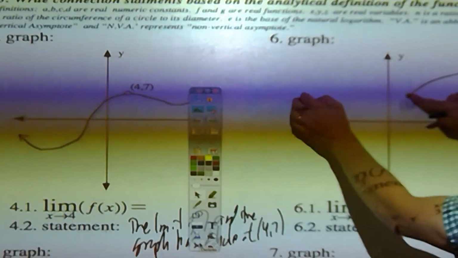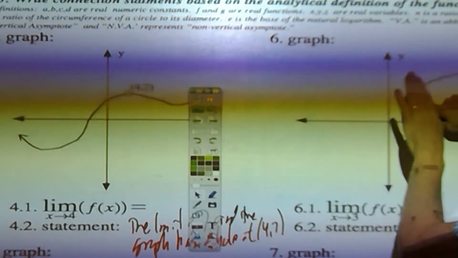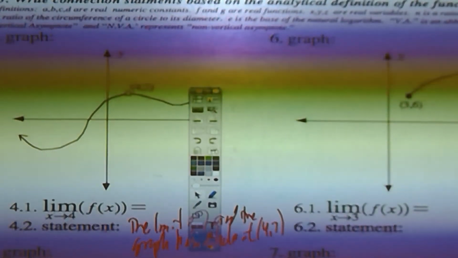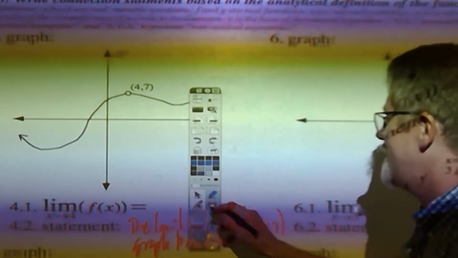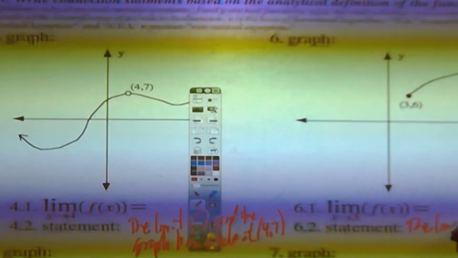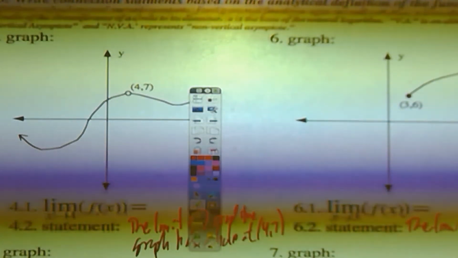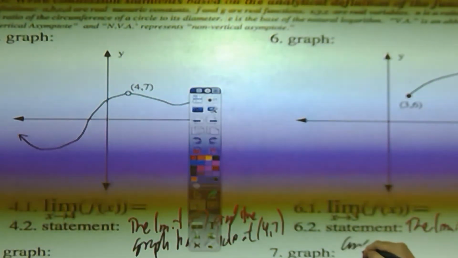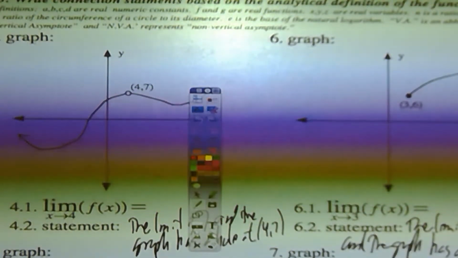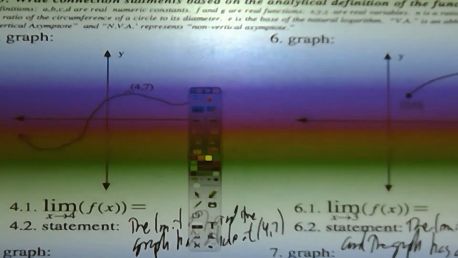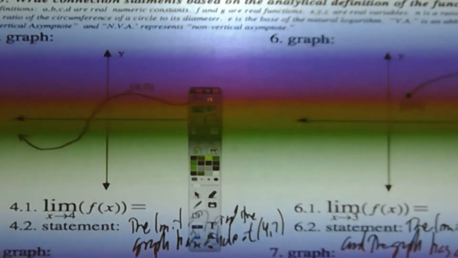But since it doesn't say from the right, there's no train track over here. The locomotive can't approach. So the limit as x approaches 3 from the left does not exist. Therefore, the two-sided limit does not exist. And so we say the limit does not exist, and the graph has an endpoint at (3, 6).